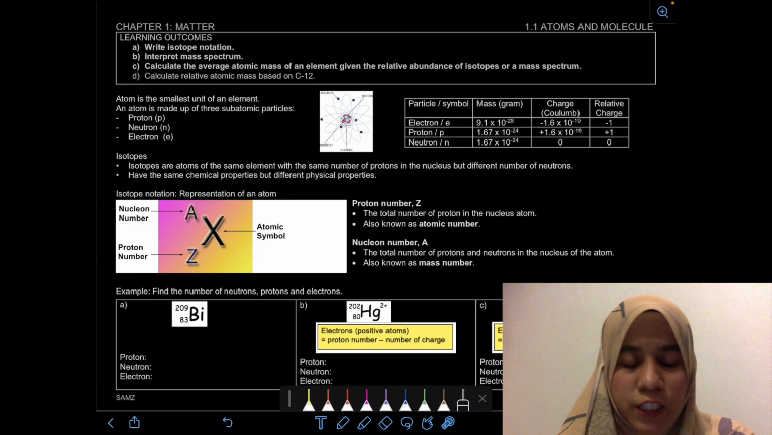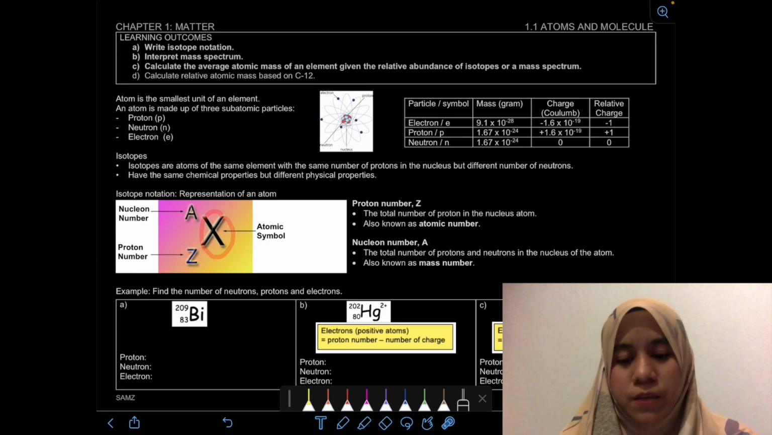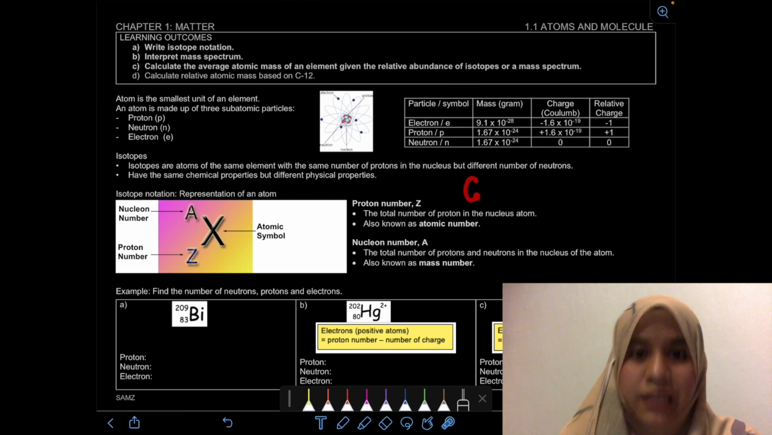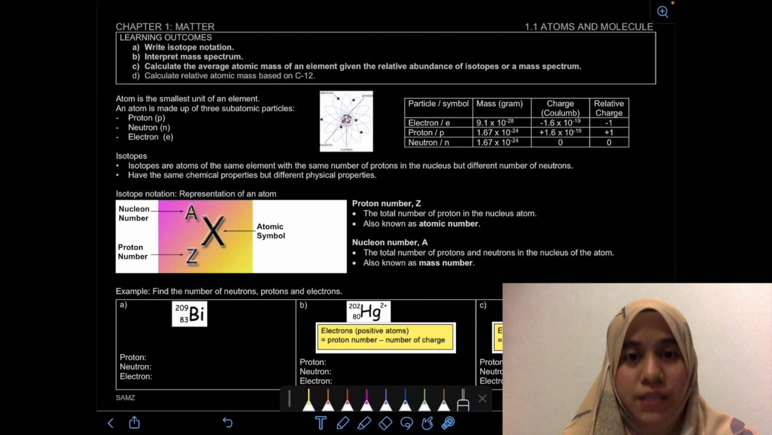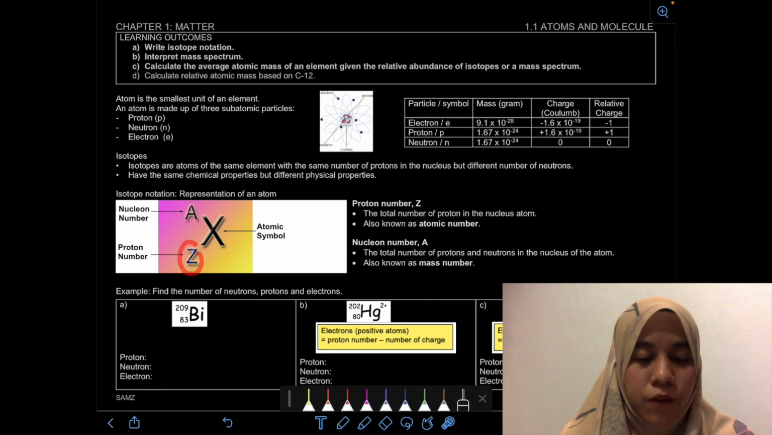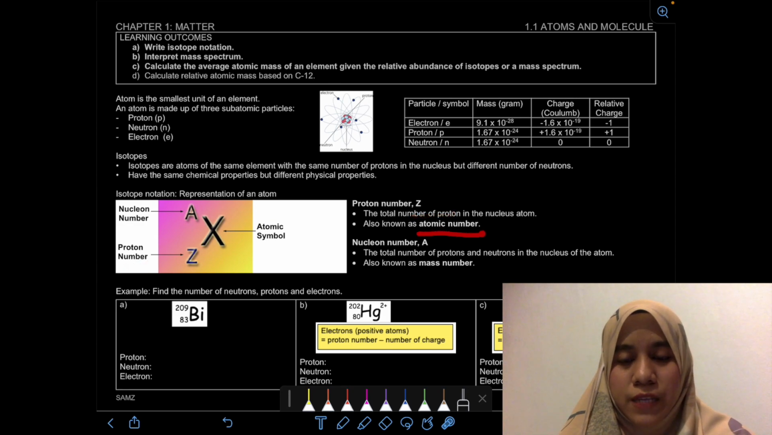Okay, so contohnya kita tengok dekat sini, for the isotope notation, we must have our atomic symbol. So for example, carbon, atomic symbol kita C, nitrogen N, oxygen O. So natrium ataupun sodium, dia adalah Na. So that is actually example of our atomic symbol. Okay, besides that, for the isotope notation, we must have our proton number. Okay, and then that is actually on our bottom left. Tapi for our upper left is nuclear number.